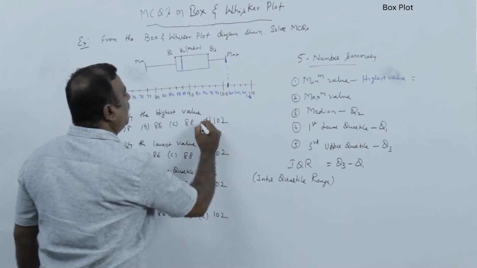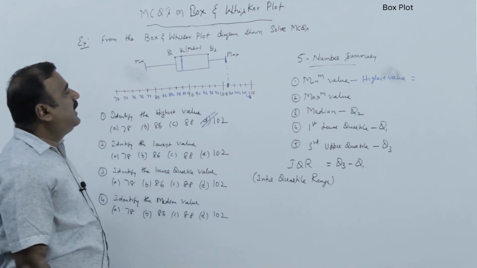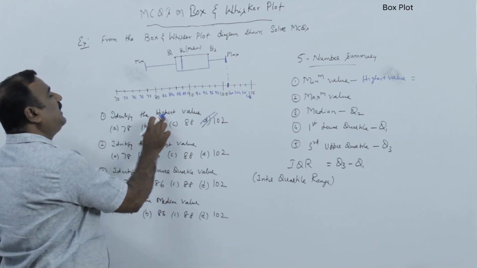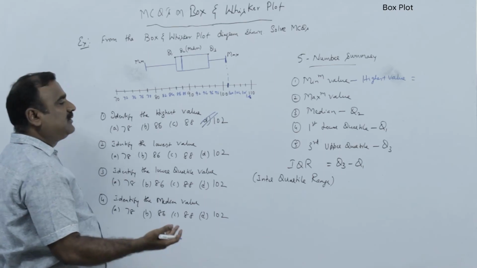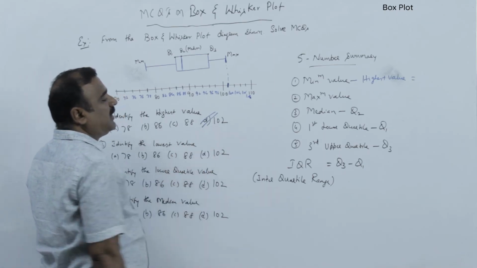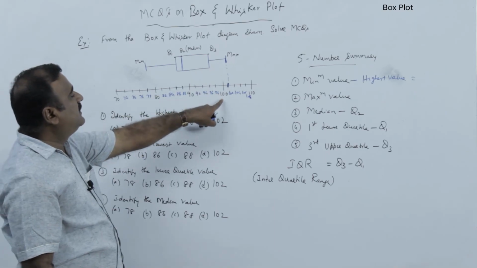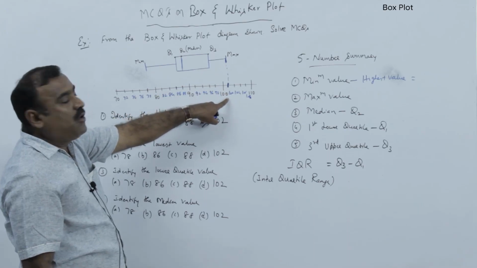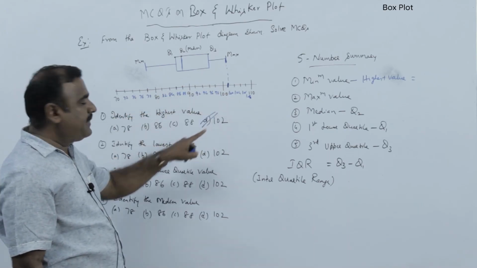So the answer will be 102, the highest value in that data. The answer for this one is to identify from the box plot which is the highest value or maximum value. You can also ask it this way. 102 is the right answer from the box plot. We have identified that the maximum, that is the whisker, is showing 102. So 102 is the right answer.